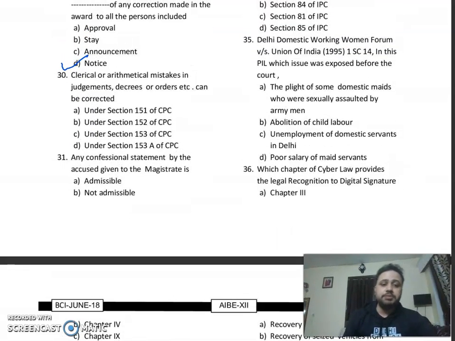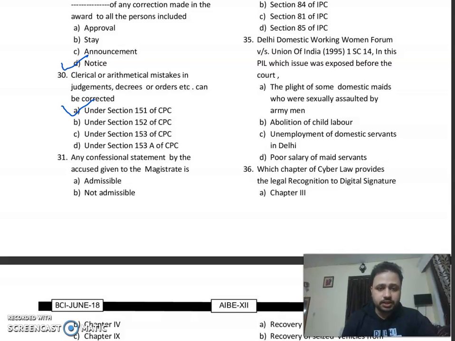Now MCQ number 30. Clerical or arithmetical error in judgment, decrees, or order, etc. can be corrected under section 151 CPC, 152 CPC, 153 CPC, or 153A of CPC. So the right answer over here is option A, 151 of CPC. Okay.